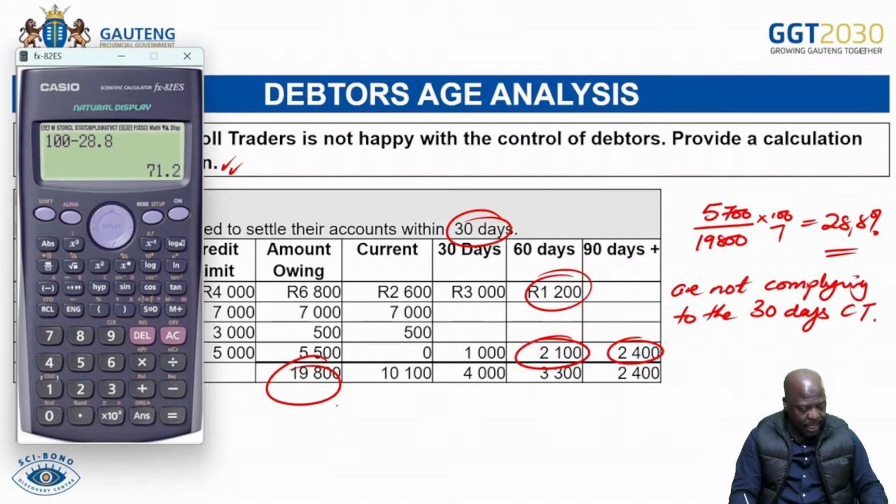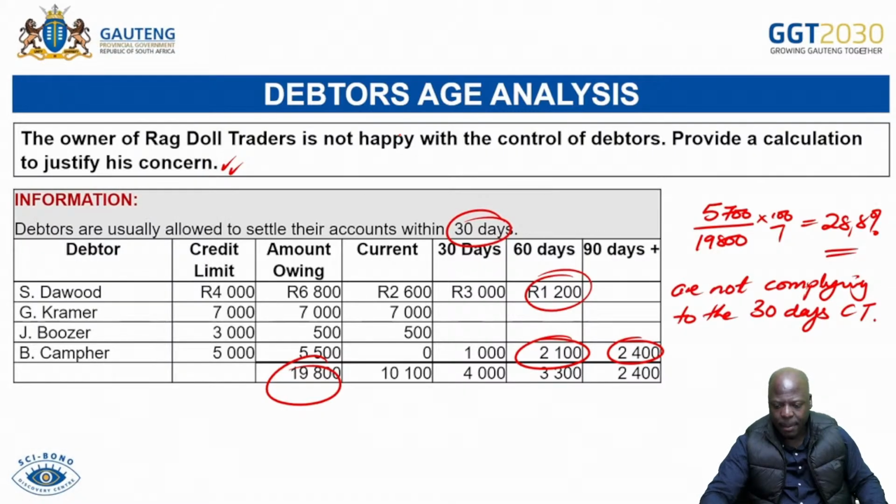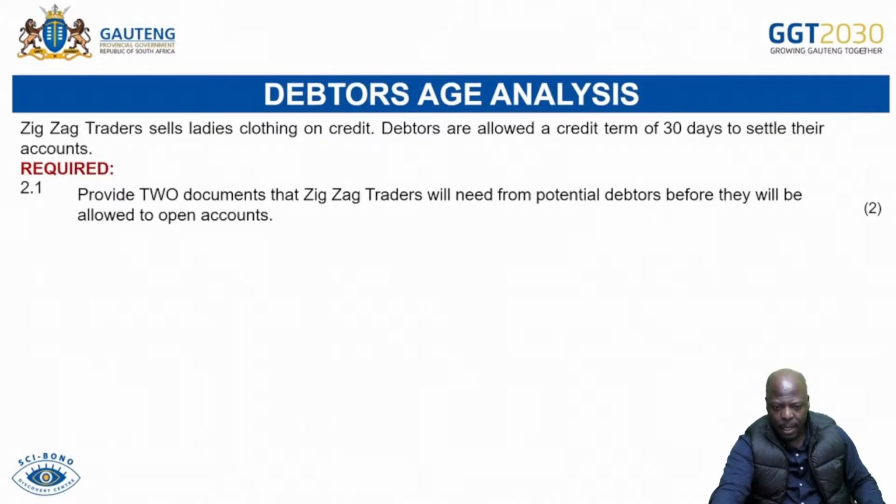Let's go to activity number 2. Here's activity number 2 from the NSC November 2021. It says Zigzag Traders sells ladies clothing on credit. Debtors are allowed credit terms of 30 days. To settle their accounts, provide 2 documents that Zigzag Traders will need from potential debtors before they can be allowed to open accounts.